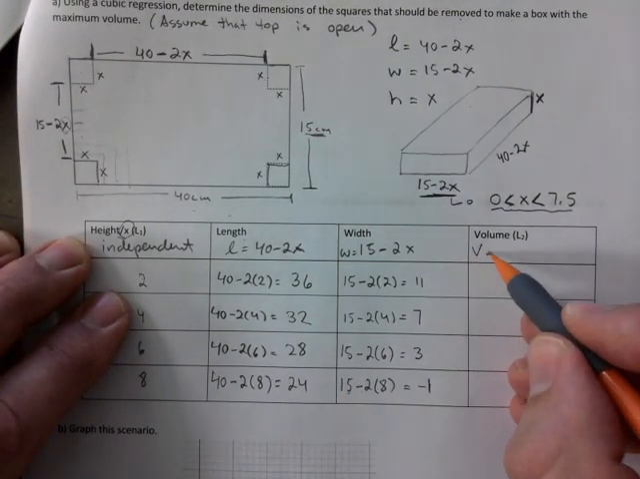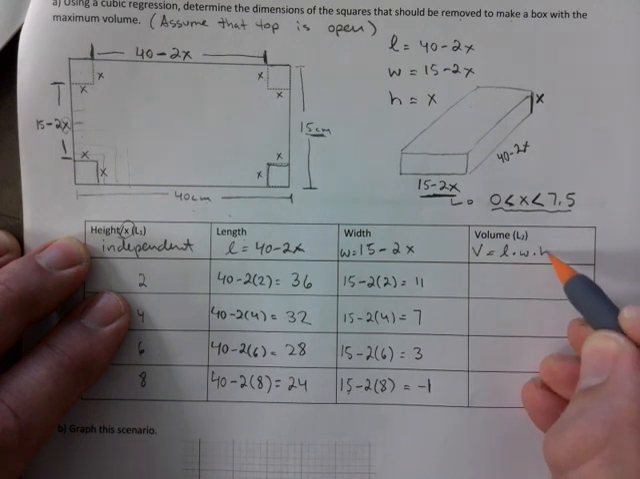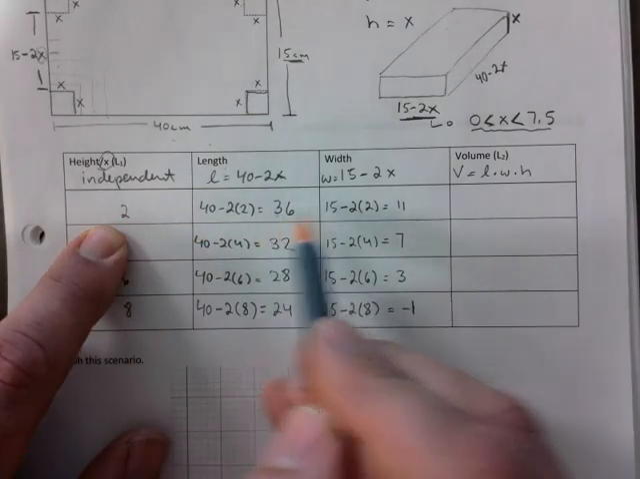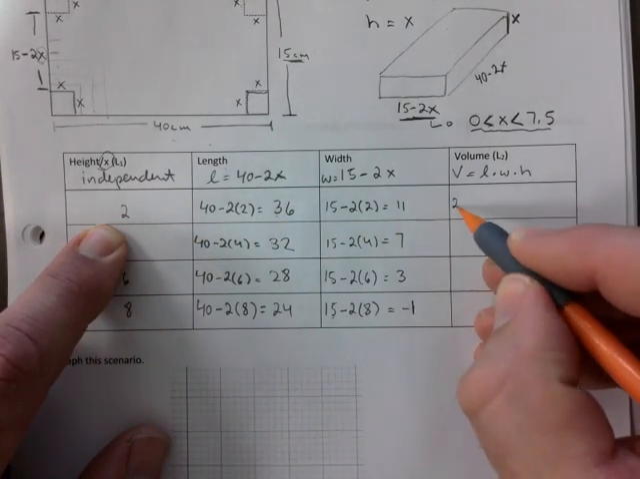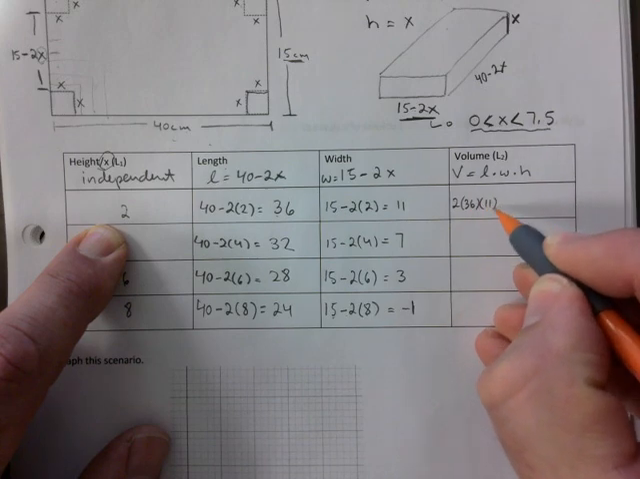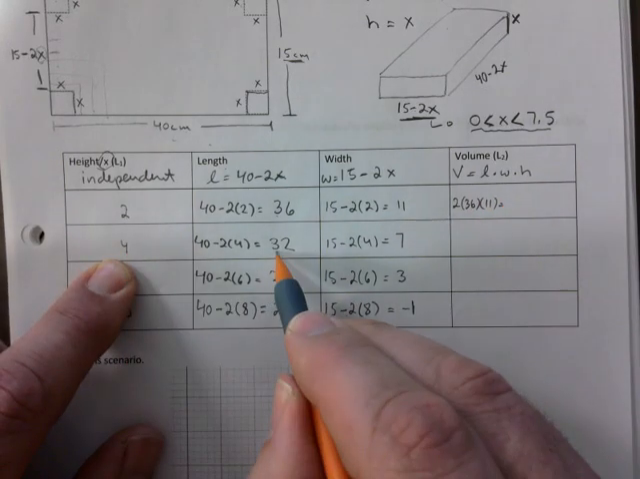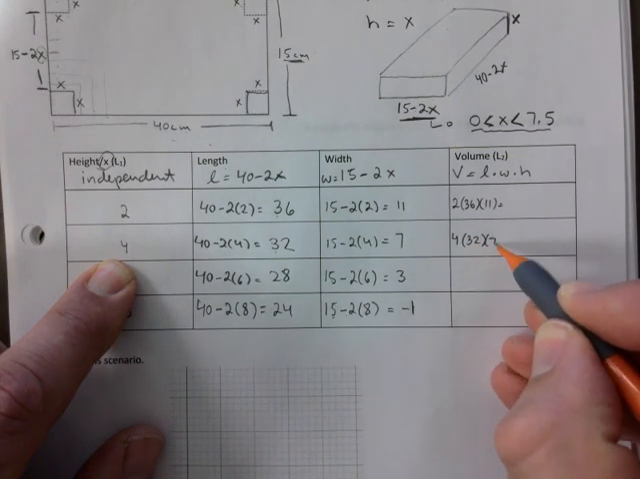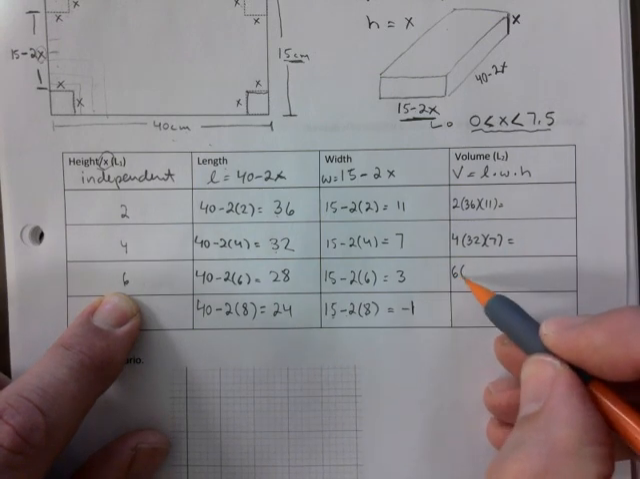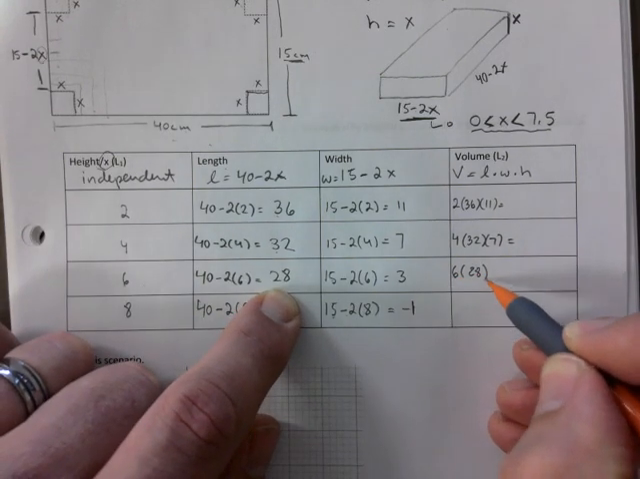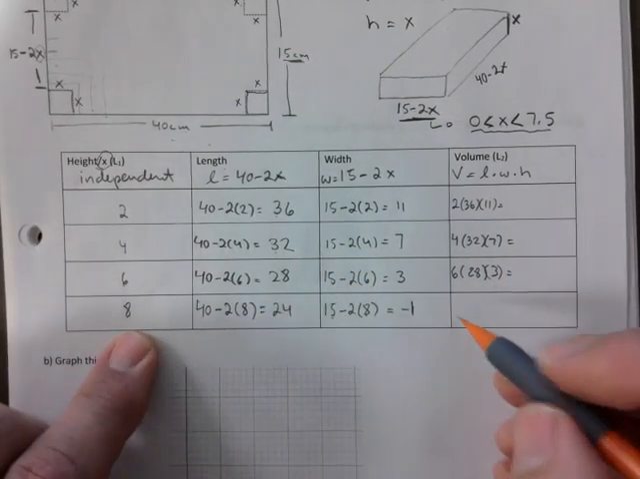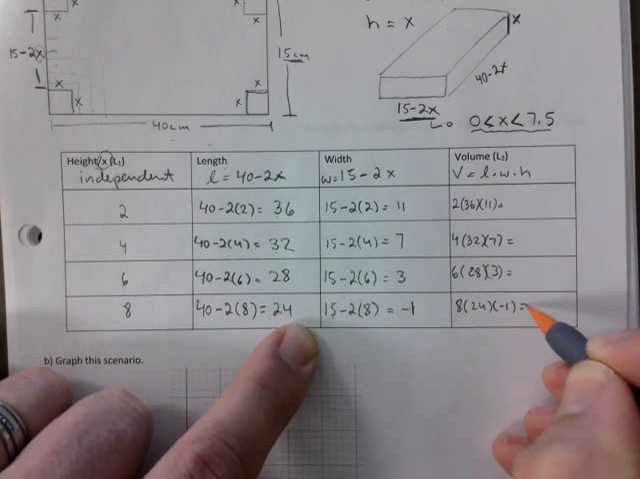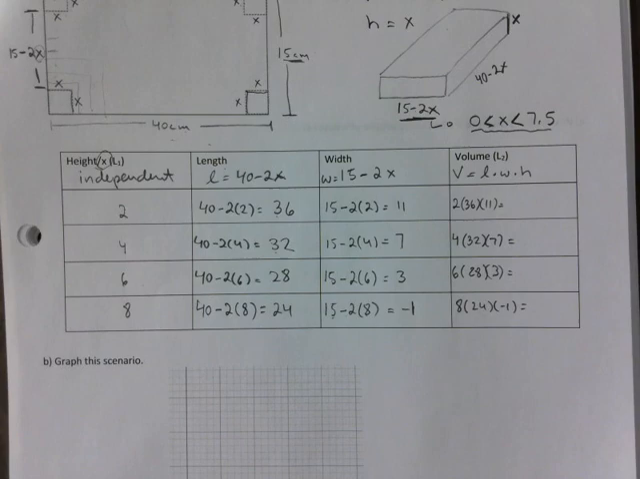What's the volume? Volume is length times width times height. So we're just going to go 2 times 36 times 11 to come up with this one. 2 times 36 times 11. Then it's 4 times 32 times 7. Then it's 6 times 28 times 3. And it's 8 times 24 times negative 1. What? We're going to have a negative volume? That's weird.